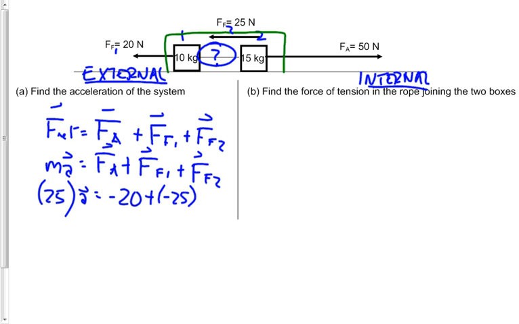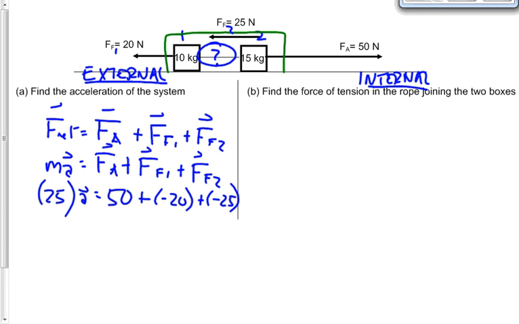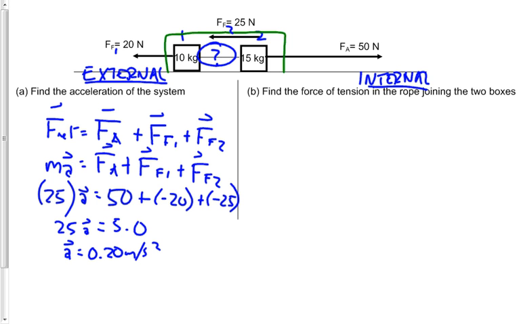Sorry, FA, what are we doing here? FA was positive 50, right? FF1 was negative 20, and FF2 was negative 25. 50 plus negative 20 plus negative 25 gives me 5. 25 times the acceleration equals 5. A is equal to 5 over 25, 0.2. Okay, we've just analyzed the external. We just analyzed the system. We found the acceleration of the entire semi-truck trailer.